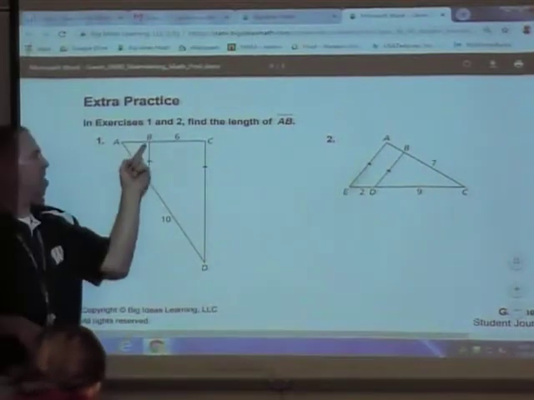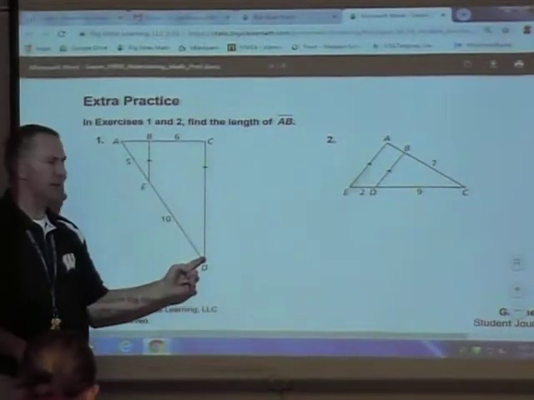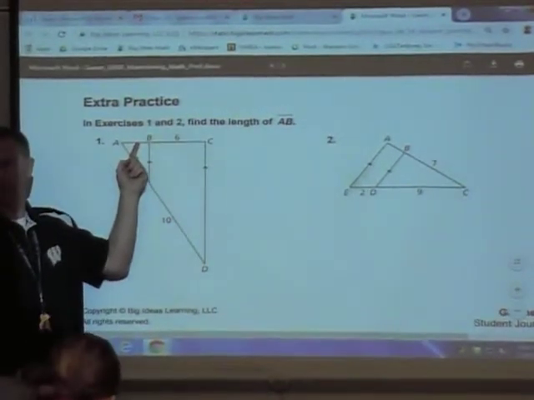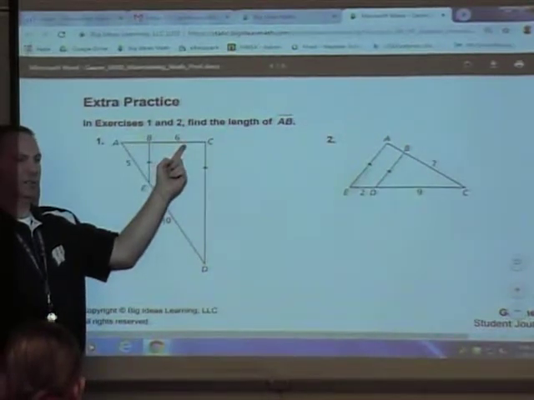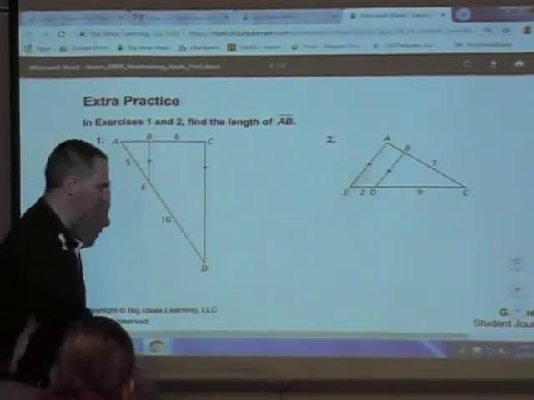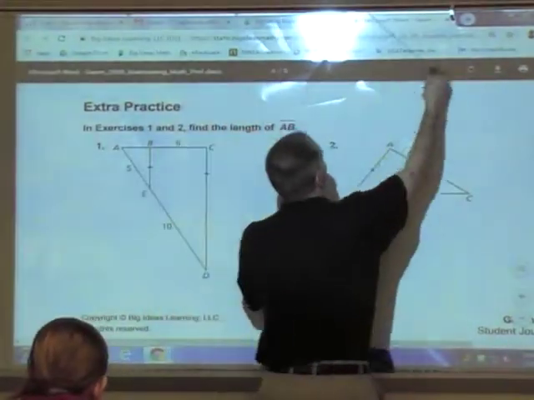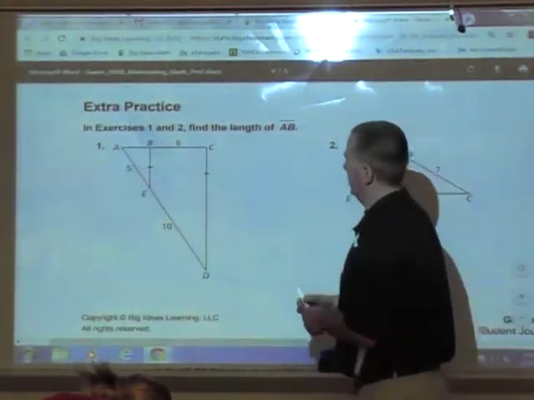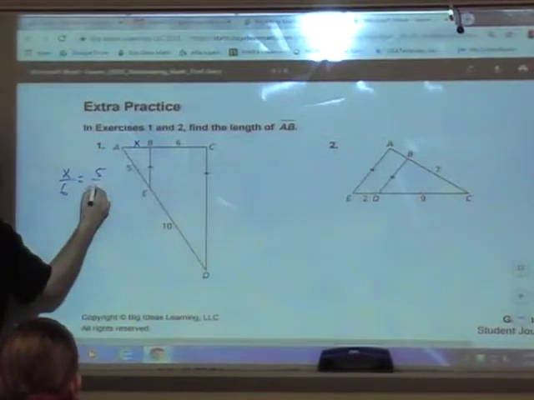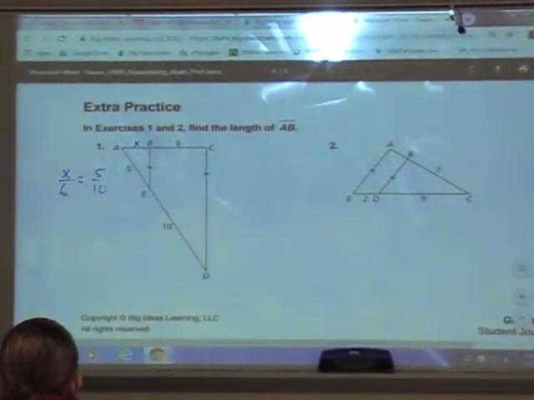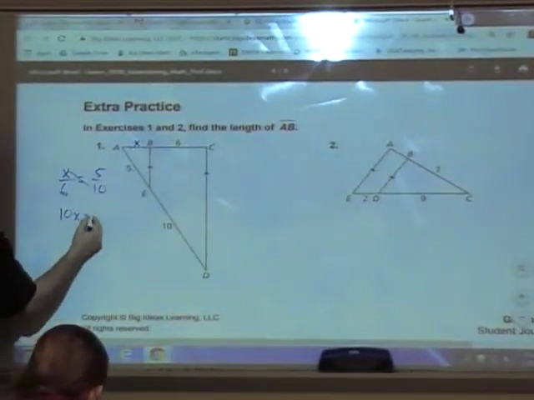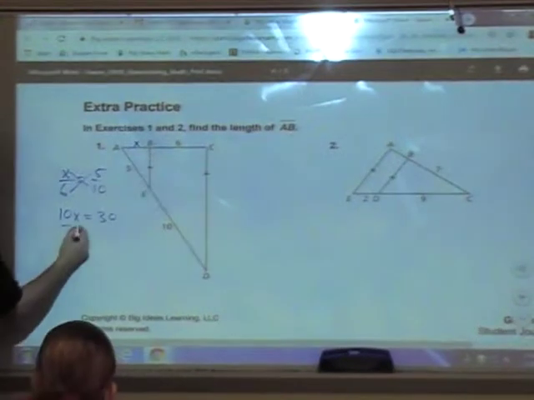Find the length of AB, this little piece right here. We have two parallel lines. So everybody's going to write down, we'll call this X. You can call it AB if you want. X over 6 as 5 over 10. You can do it either way, it'll be the exact same answer. Okay? So if we cross multiply, those of you who are still struggling, this is how we cross multiply again. 5 off the 10.